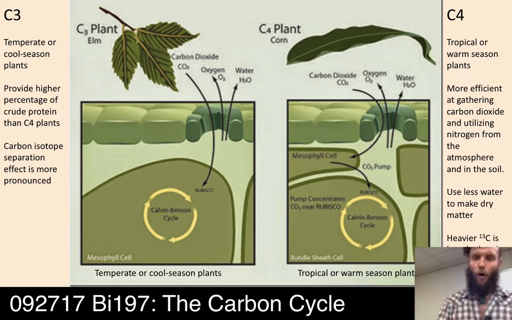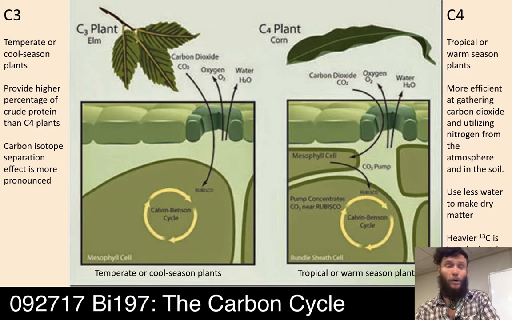All right. So C4 plants are much more efficient at gathering carbon dioxide and using nitrogen from the atmosphere and the soil. Importantly, they take much less water to make the dry matter of the plant. And the heavier carbon-13 is less depleted in C4 plants. So the carbon isotope ratio in C4 plants is closer to natural abundance, the natural abundance that you would see in nature.